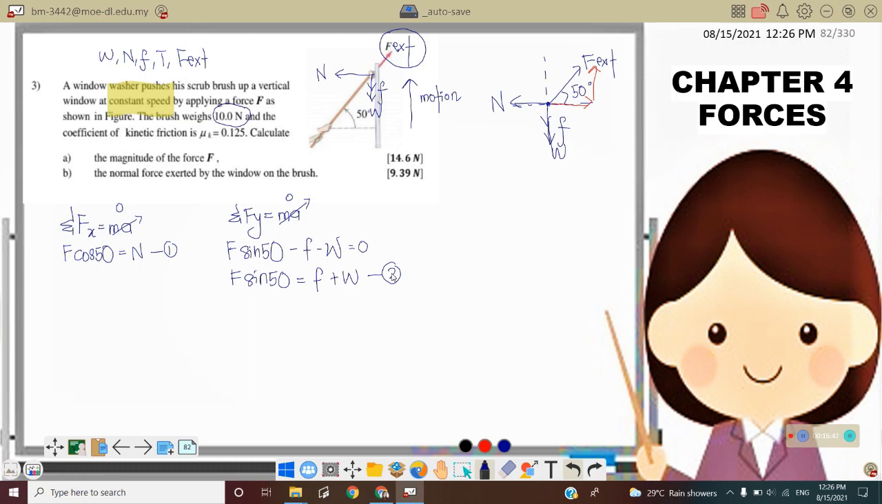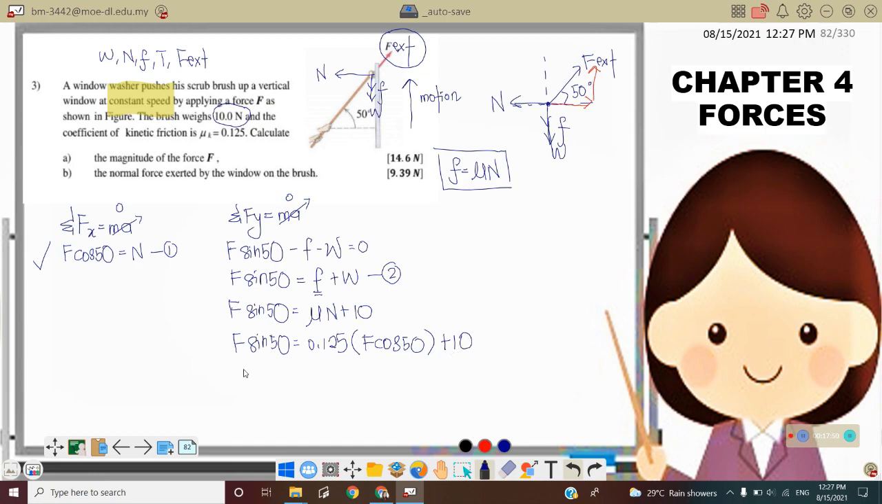After obtaining these equations, we can solve them using simultaneous equations. The first step is to substitute. F sine 50 equals F friction plus weight, and we have another equation, F friction equals mu N. So we change it to mu N plus the weight, where the weight given is 10 Newton. F sine 50 equals mu, 0.125, times N. The normal force we don't have, but we can take it from the first equation, so we substitute F cos 50, plus 10.